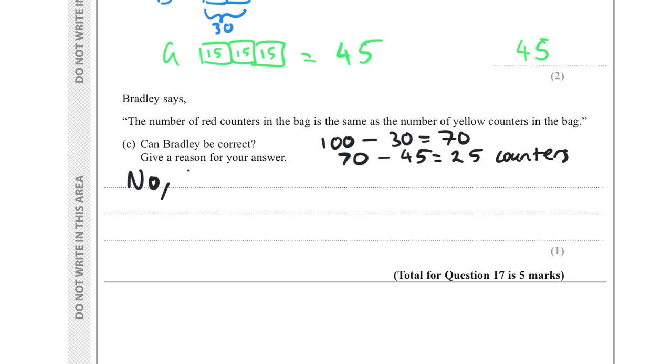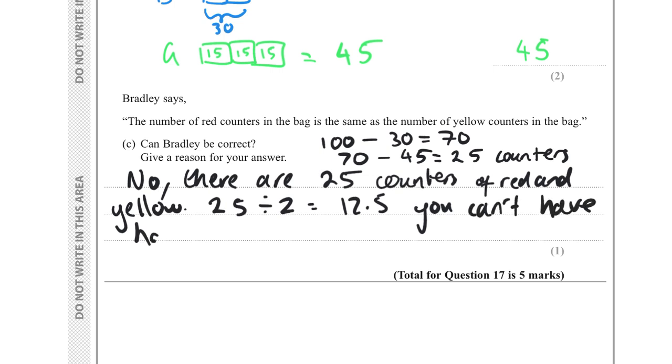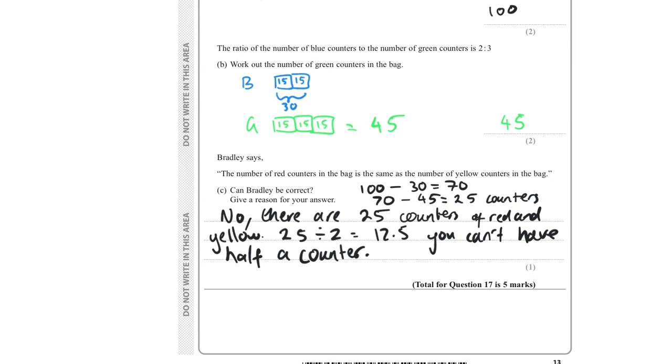There are 25 counters of red and yellow. Then I'd probably say 25 divided by 2 equals 12.5, and you can't have half a counter. Not possible. Right, not going to work. Right, it's got to be a whole number. So that's a no-go. Unlucky Bradley. Better luck next time.